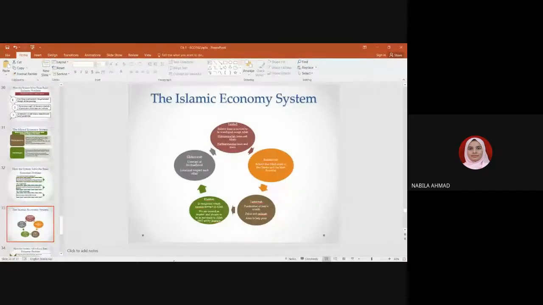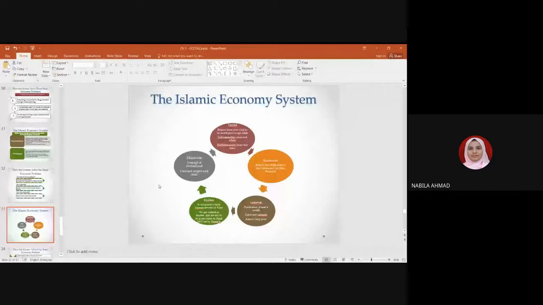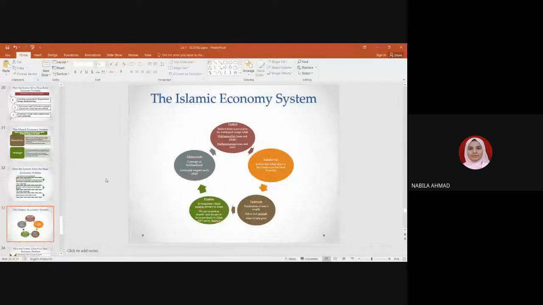Okay, and the last economic system is the Islamic economic system. The Islamic economic system is according to the Sharia, which we call maqasid al-syariah. It depends on the Quran and the Sunnah. So basically the Islamic economic system has concepts that are used for its economic system.